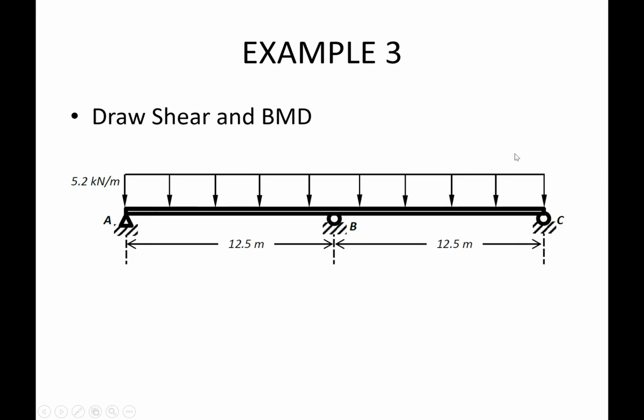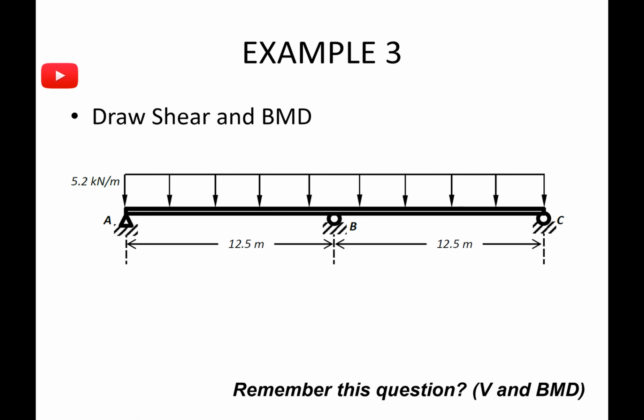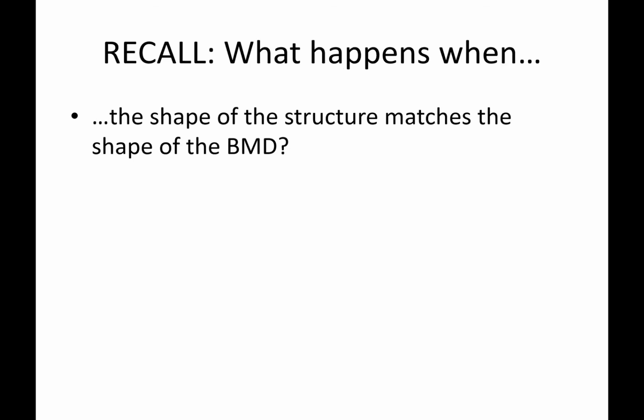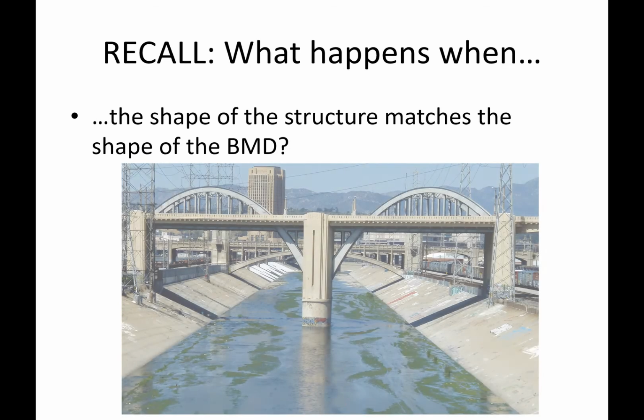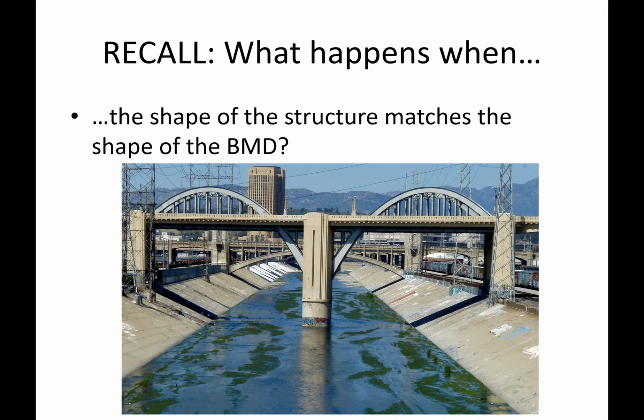We then did example 3 in class. For this one, it too has a link to a YouTube solution. And I want to remind you that this question was also covered previously when we did shear and bending moment diagrams. Do you remember that? Do you remember why I chatted a little bit about this question? It's because of what happens when the shape of a structure's bending moment diagram matches the shape of the structure.